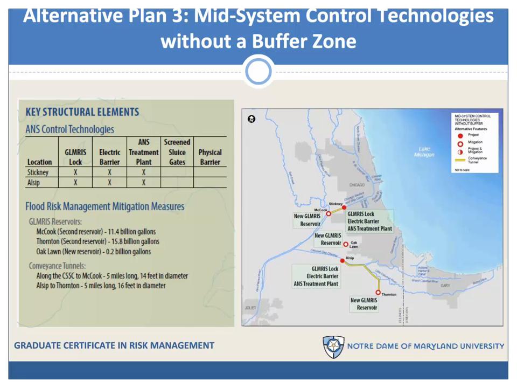Here's a summary of plan number 3. All of the images you've been looking at can be found in the reports that are available in the case study materials. On the left, you see a summary of key structural elements. There are 2 Glimmerous locks, 2 electric barriers, 2 treatment plants. When you look at the map, you can see the locations of the Glimmerous locks. There are also reservoirs, and these are all part of the mitigation.